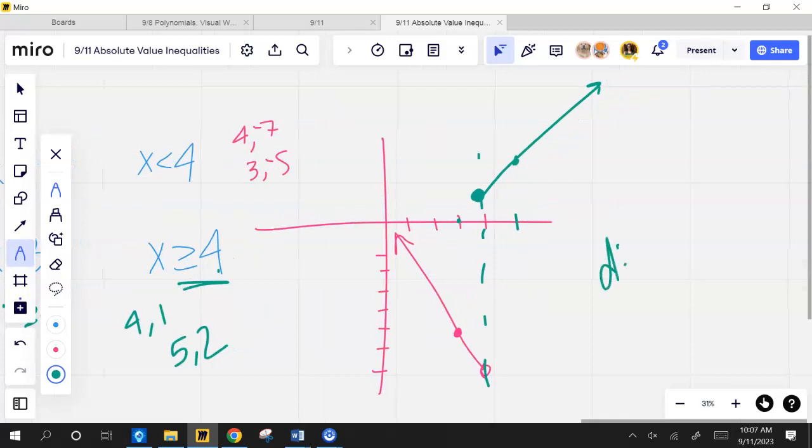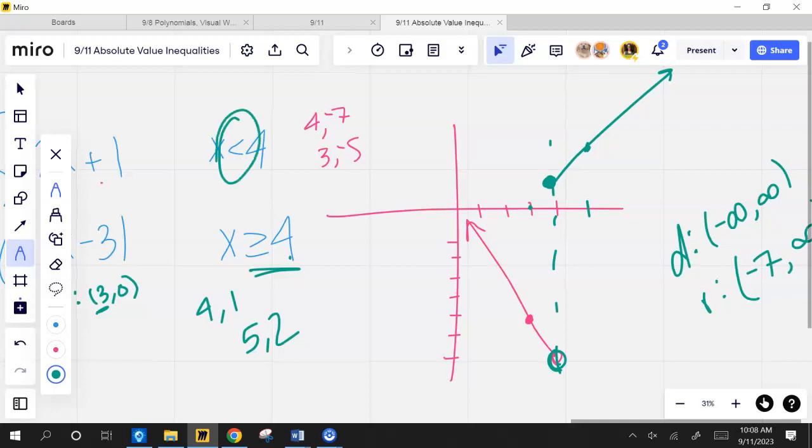What's your domain? How about the range? Close, but it's not a bracket. It's a parenthesis because that dot is open right there. Are we feeling a little better?